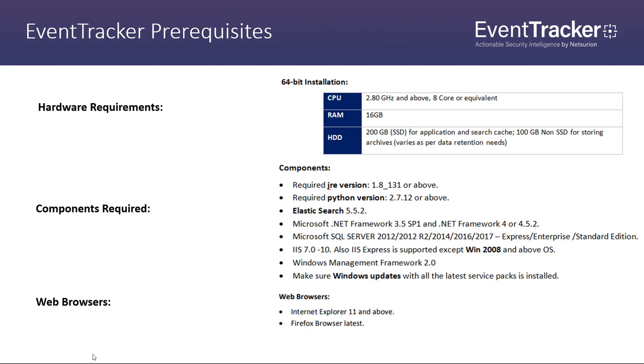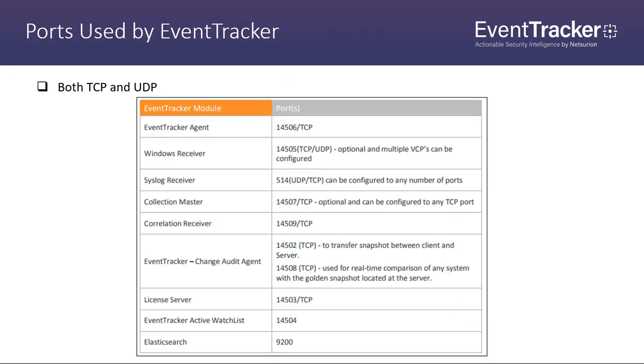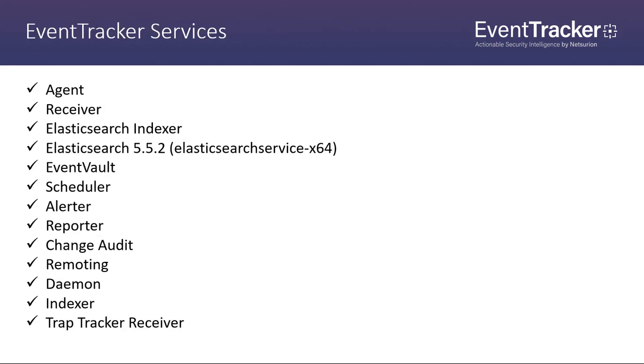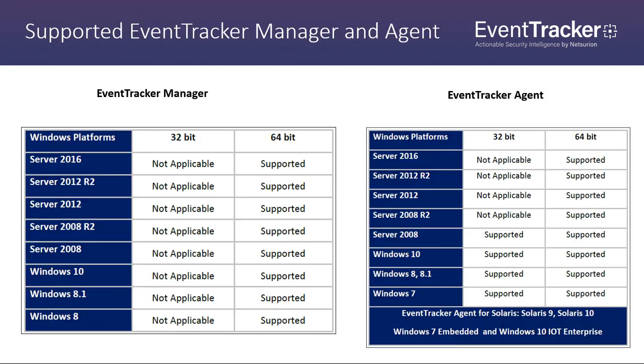Please note that it is recommended not to install EventTracker on a domain controller, and it is recommended to run the EventTracker Manager console on a dedicated Windows server. In this slide, the ports used by EventTracker are listed for you to set up the exceptions in the firewall. Shown here are the list of EventTracker services that will run on the server where EventTracker is installed. Next, the supported operating systems for the EventTracker Manager and the EventTracker agents are listed here.